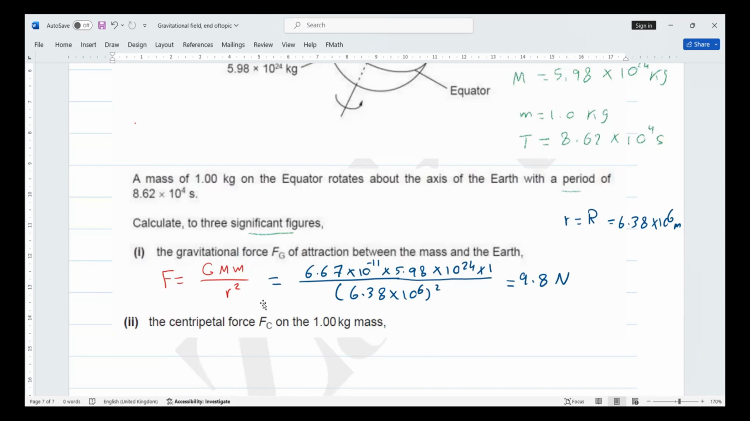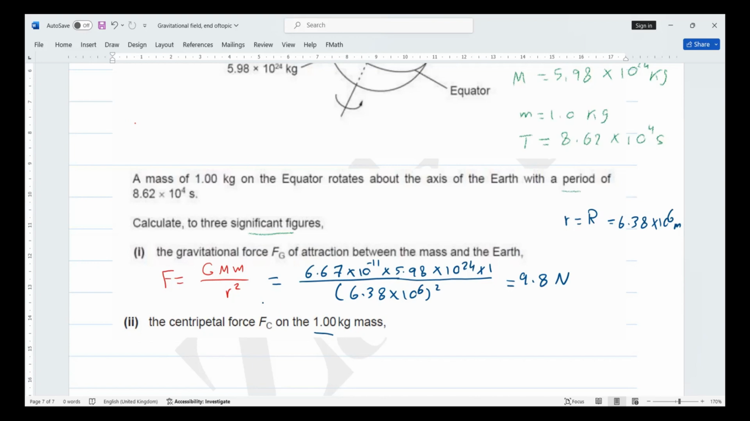Let us check this answer. 6.67 multiplied by 10 to the power negative 11 multiply 5.98 multiply 10 to the power 24 over open bracket 6.38 multiply by 10 to the power of 6 close the bracket squared equals 9.8 Newton. Now we need the centripetal force. This is the attraction force between both.